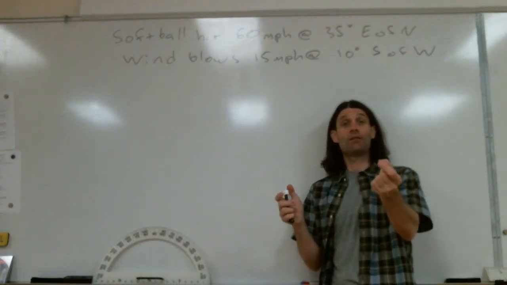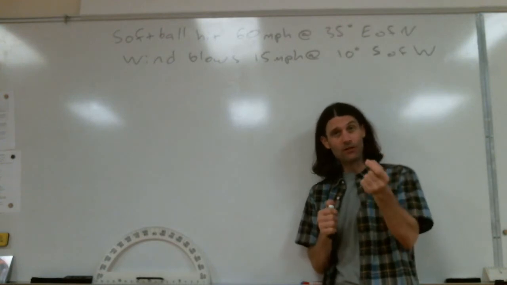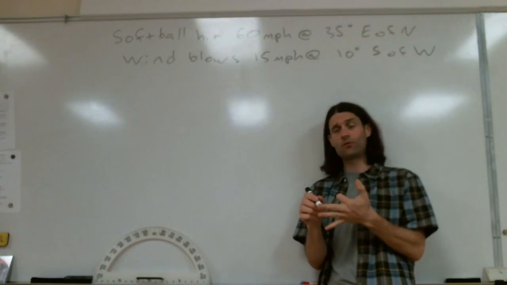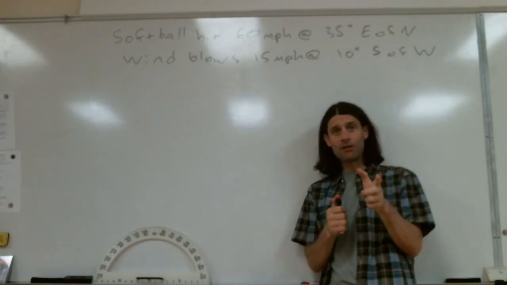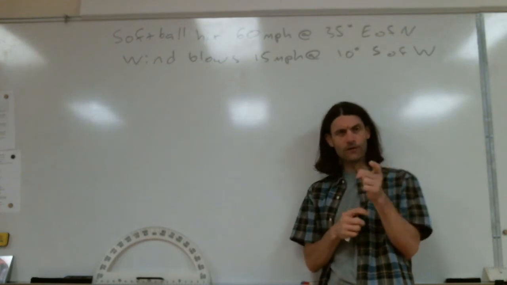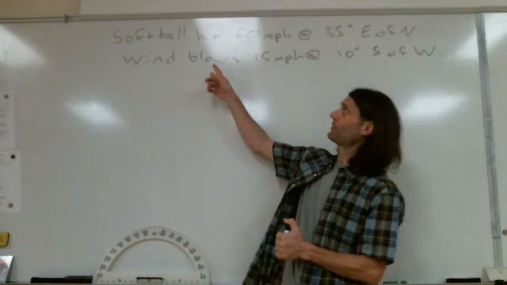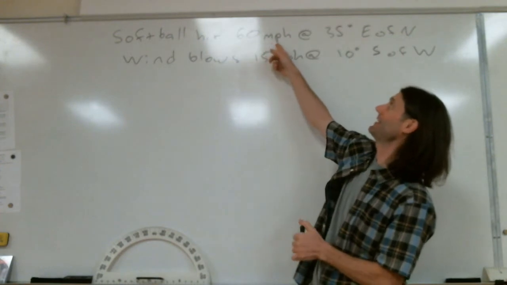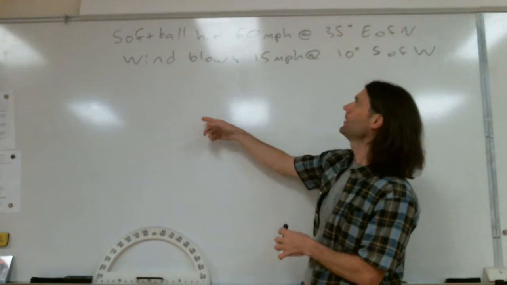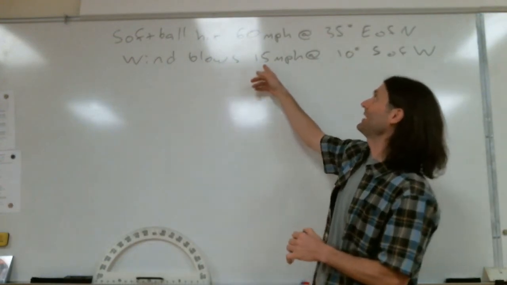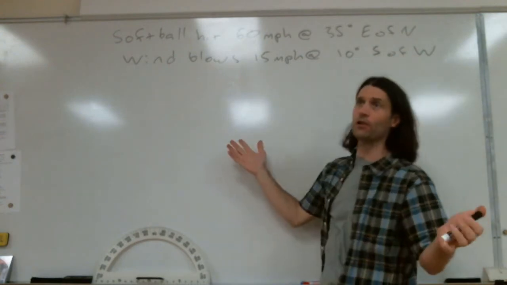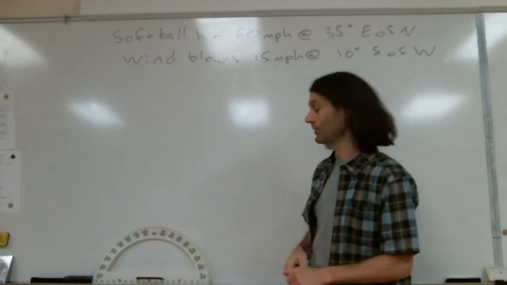All right, this is a video about the graphical method of adding vectors. Graphical means draw to scale, use a ruler, use a protractor, and the key to happiness is the phrase tail to tip. All right, so this particular question is about a softball being hit 60 miles per hour, 35 degrees east of north. There will be a wind blowing at the same time, 15 miles an hour, 10 degrees south of west. And so the question is, what's the resultant velocity and direction of that softball?